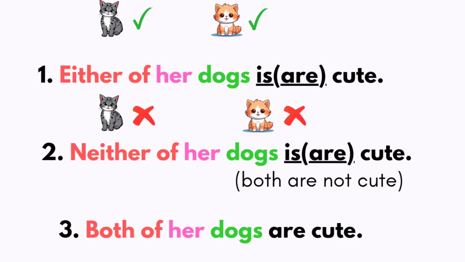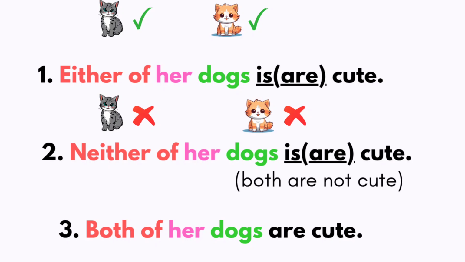In this case, neither of her dogs is cute, or neither of her dogs are cute. Both are correct. Here the meaning is both are not cute. She has 2 dogs or cats, whatever it is. Neither of her dogs are cute, which means she has 2 dogs, and both of them are not cute. Okay.